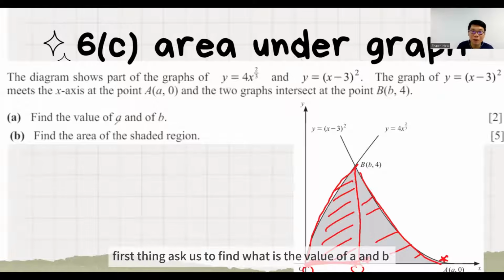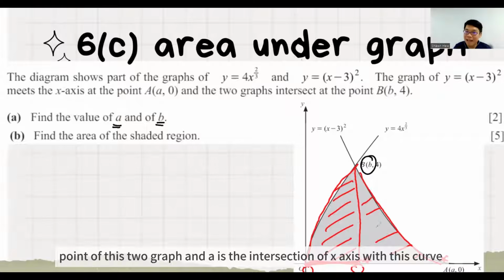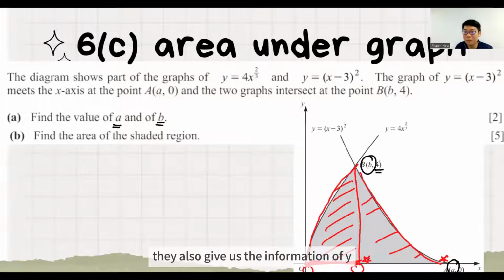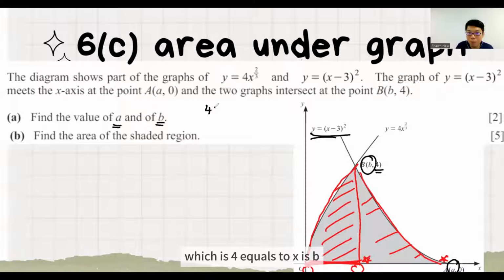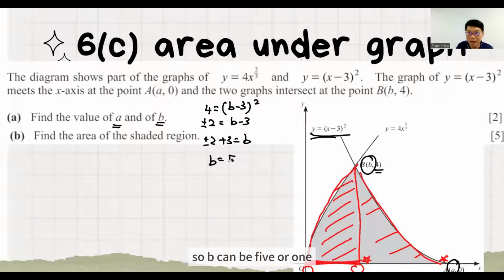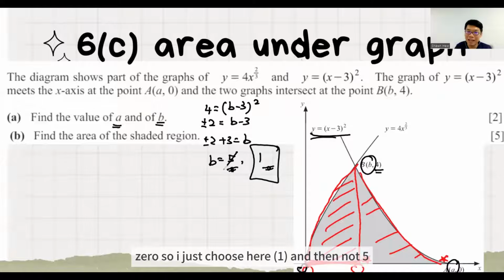The first part asks us to find the value of a and b. So we know b is the intersection point of these two graphs, and A is the intersection of the x-axis with this curve. Okay, so let's find B. They also give us the information of y, so we can substitute into the easier equation to find the value of x. So let's say I substitute into this equation, which is 4 equals x minus b squared, and because of the square it becomes plus or minus square root. So b can be 5 or 1. This position is the first point after 0, so I just choose this one and not 5.